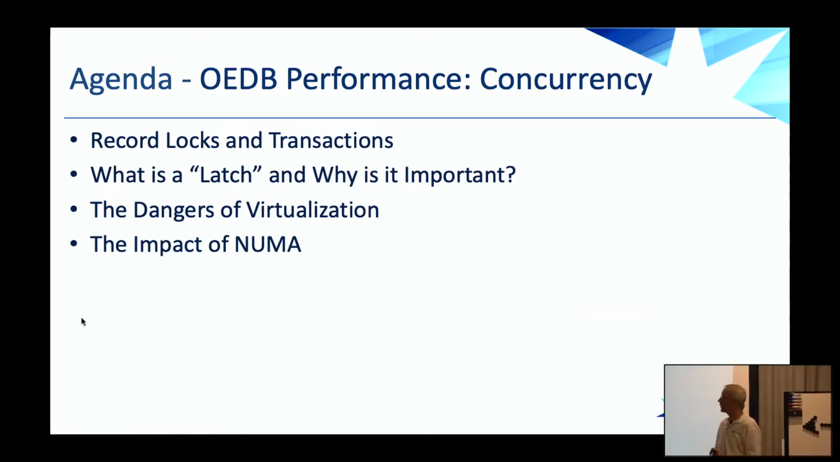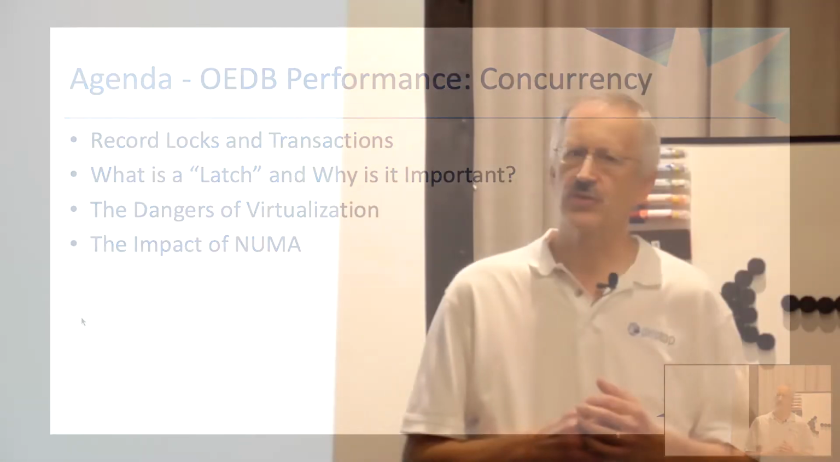Okay, so what we're going to talk about here today: we're going to talk about record locks and transactions, because that's a fairly important part of concurrency within your application. And then we're going to talk about what a latch is and why that's an important feature of the OpenEdge database. And then some of the dangers of virtualization and what the impact of NUMA architectures is. So these are the things we're going to cover in this little chat.